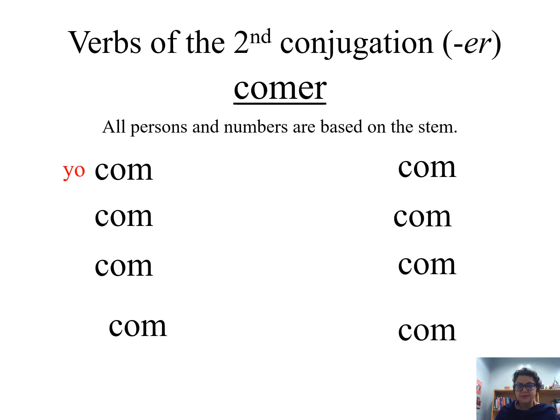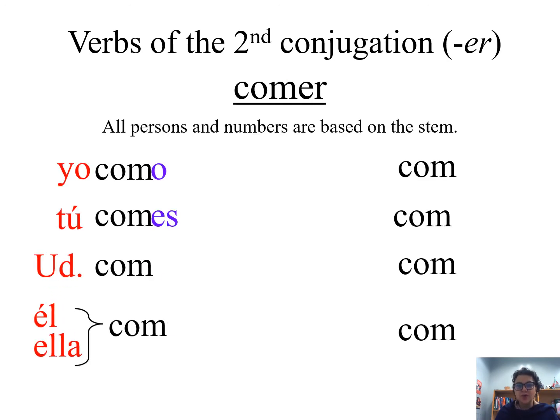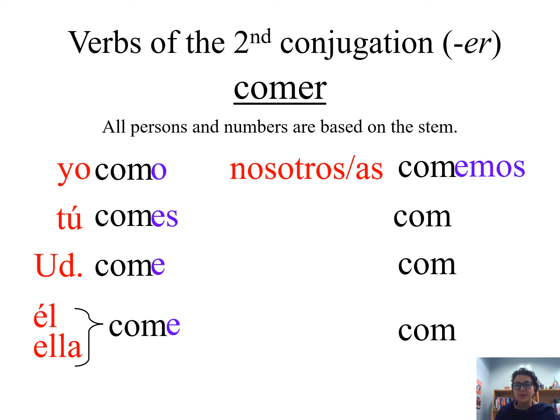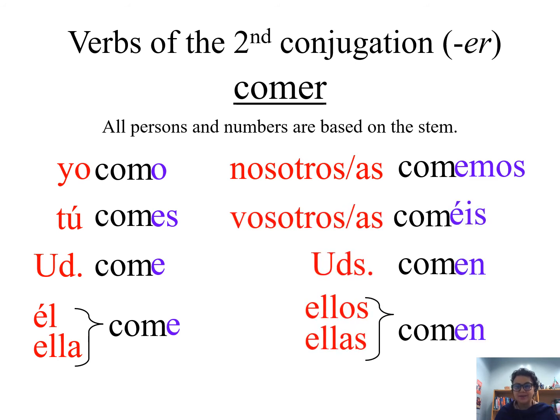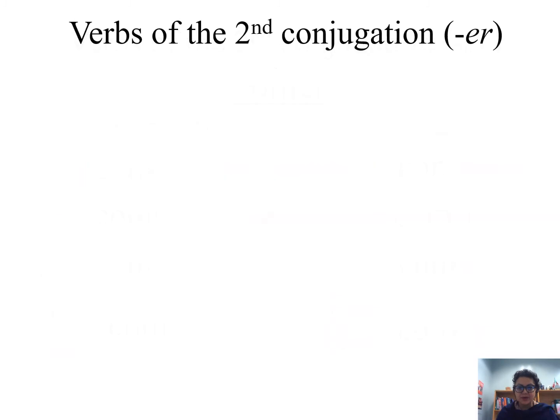Comer, to eat. Yo como, tú comes, usted come. Remember, o, es, e, emos, es, en. It doesn't matter what ER verb you have, it's always going to be the same endings, depending on the person who does the action.